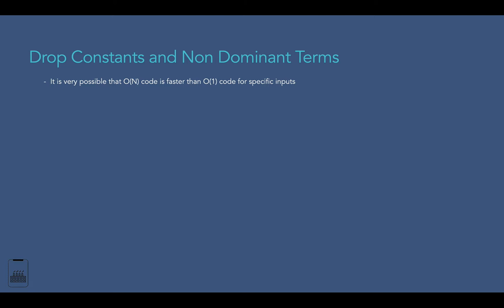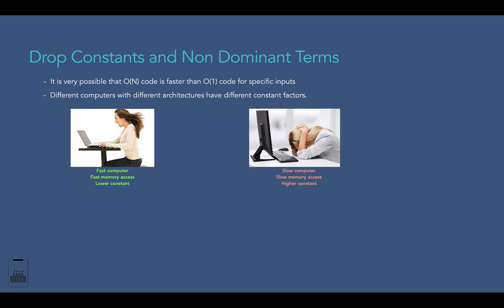Now we know that different computers with different architecture have different constant factors. A faster computer might be able to access memory faster than a slower computer. So a faster computer will have a lower constant factor for memory access than the slower computers. However, we are just interested in the algorithm, not the hardware. The constant terms in asymptotic analysis express the computer hardware. So we don't need to analyze the computer hardware, because here we are interested in the algorithm when we are doing asymptotic analysis. So we ignore such constant terms from our expressions.